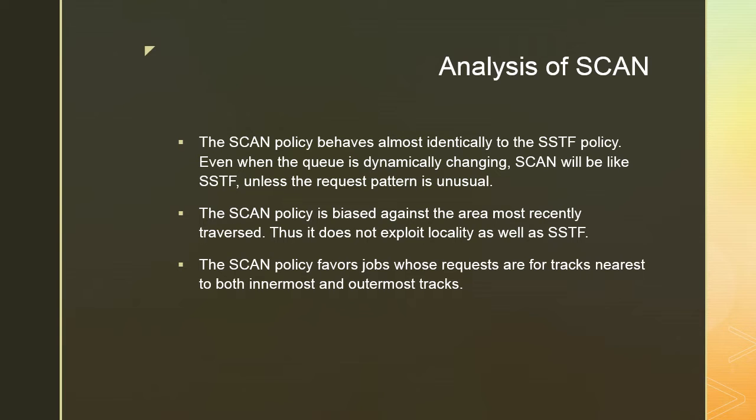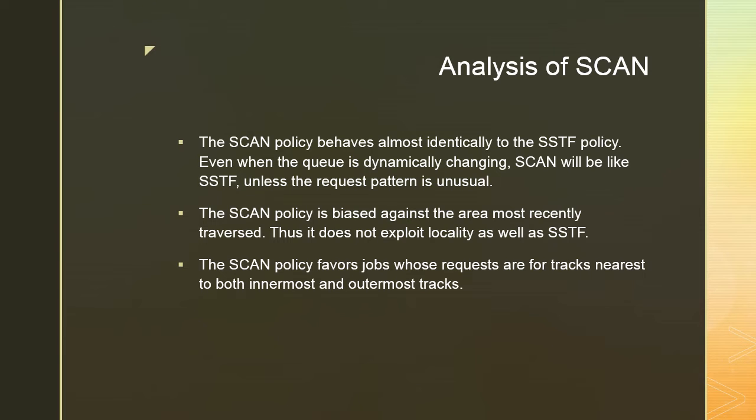The SCAN policy favors jobs whose requests are for tracks nearest to both the innermost and outermost tracks. Suppose the head is at track 80 and is moving towards the outermost track, which is track 100. On its way, it serves the requests on tracks 85, 92, and 97. Then the head reaches the outermost track and changes direction.